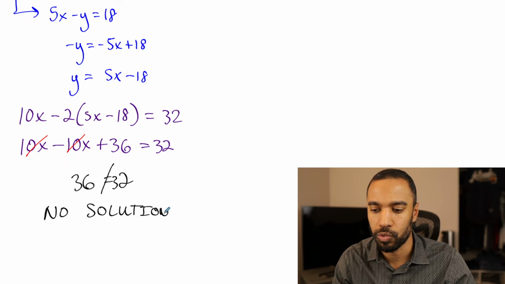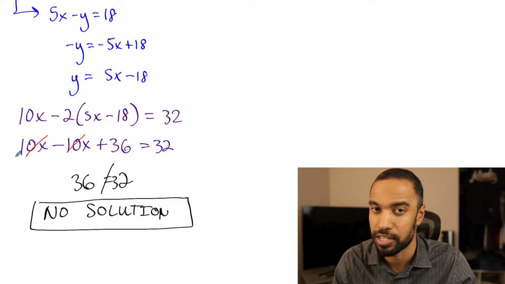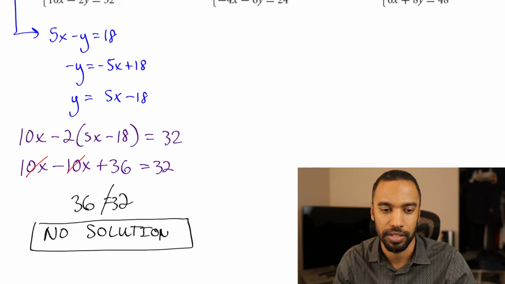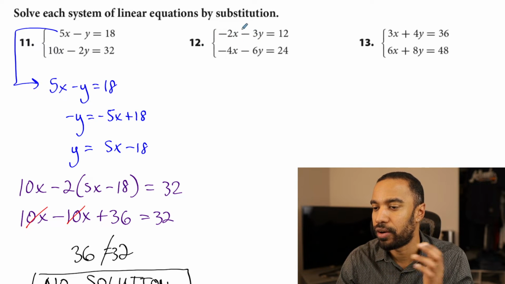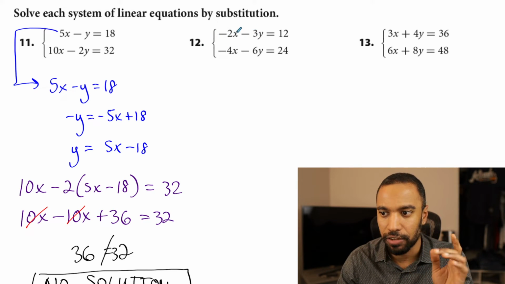Once you've eliminated x and y, and the left side does not equal the right side, it is a no solution case. That does mean the lines are parallel. They do not intersect. Okay, it's one of those cases where there is no x or no y by itself here.